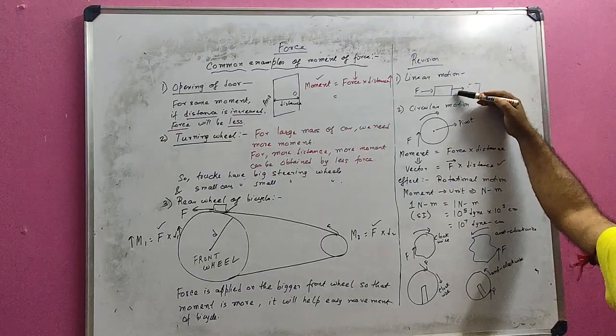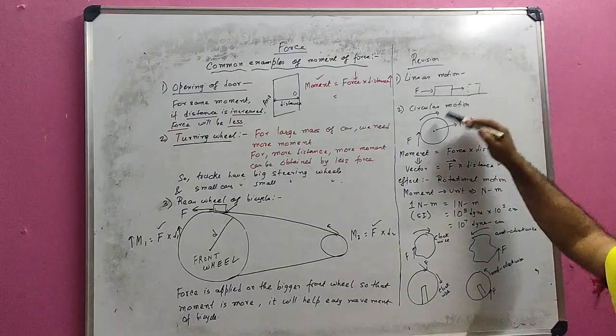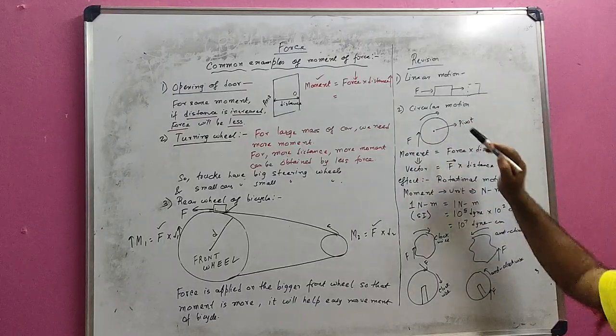Whenever we give force, it can do two things. Either it can move a body in a straight line, that's called linear motion. If it moves in a circular way, that's called circular motion.